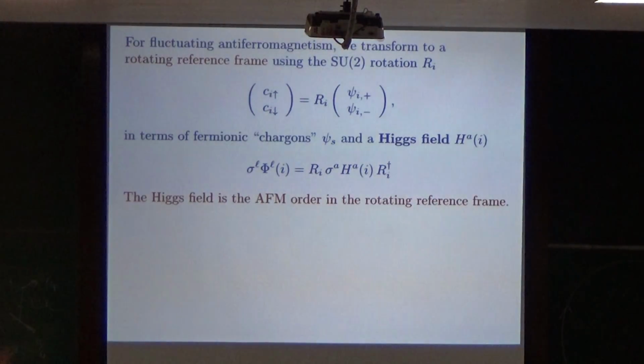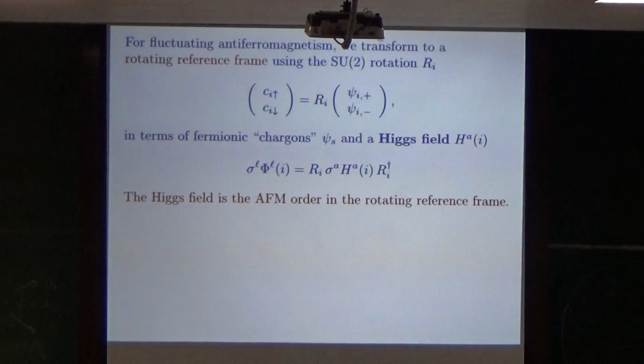I go to some other frame of reference, and I ultimately want to go to a frame of reference where, in the new frame of reference, the antiferromagnetic order is constant. Or the Higgs field is constant. Okay? So the Higgs field being constant doesn't mean I have long-range antiferromagnetism, because there's still a frame of reference that's changing from point to point.